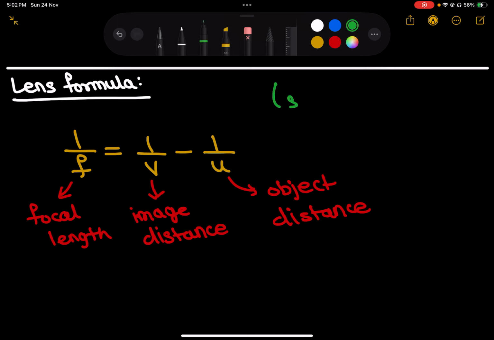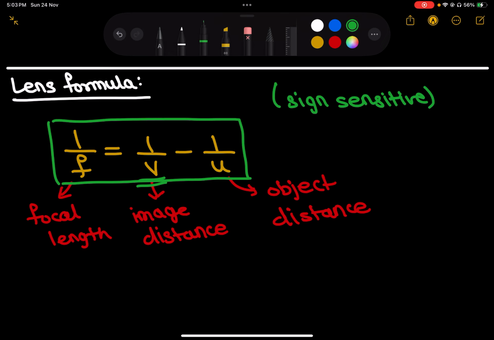Yeah, so it is sign sensitive, which means that you have to be careful. You have to understand the signs when you put it in. So if focal length is negative, it will be minus 1 by f. If, for example, image distance is negative, it will be minus 1 by v. Okay, yeah, it is sign sensitive. Understood? This is the lens formula. Simple enough.